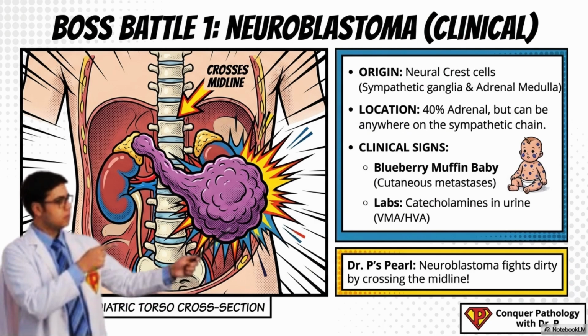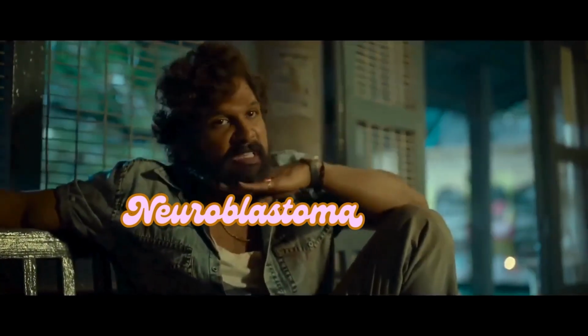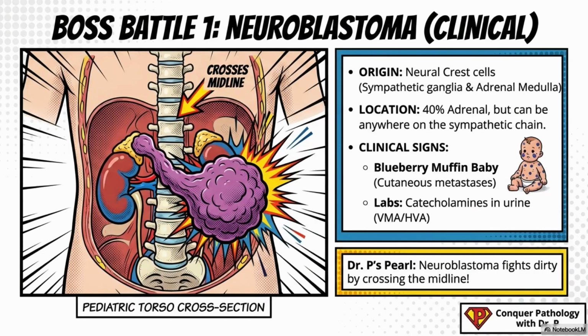Look at the diagram. Neuroblastoma doesn't respect boundaries. It sees the midline and says, Pushparaj, main jhukega nahi. Neuroblastoma fights dirty by crossing the midline. This is a massive clue.